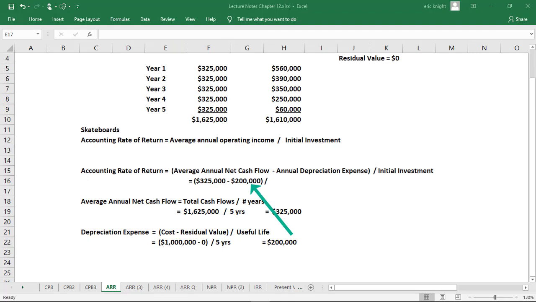We've added the $200,000 to the formula. Now we just need to divide by the initial investment. So for the skateboards, we get an accounting rate of return of 12.5%.